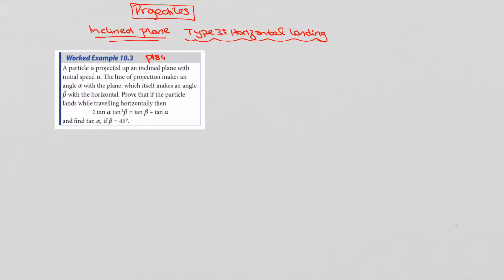Projectiles on an inclined plane, type 3, horizontal landing. So this is our second example, which is from your textbook, page 184. And we're looking at the worked example, which is 10.3.